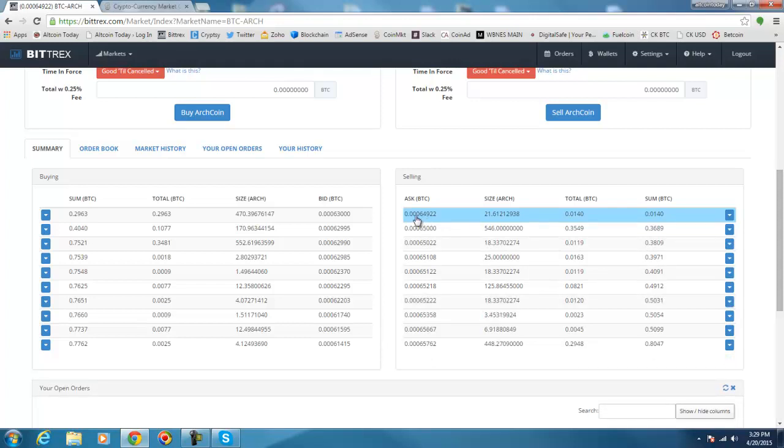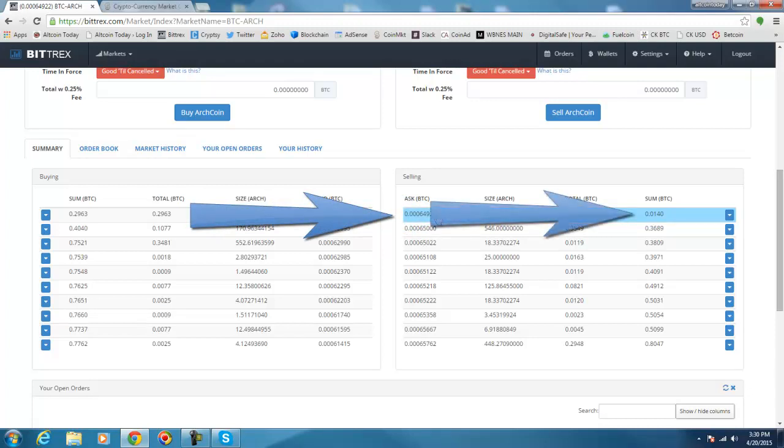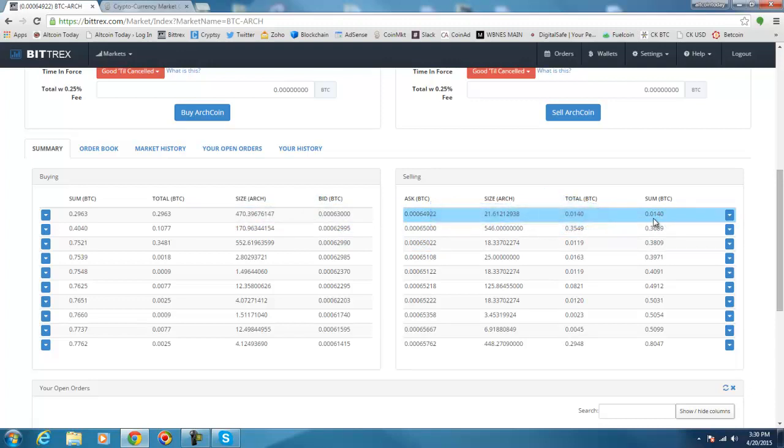The other thing you need to look at is what is the total of that sale? All right, there's only 21 Archcoin available at this 64,922 price. How much in BTC? It's 0.01. It's $2.22 is all that's available at 64,922.